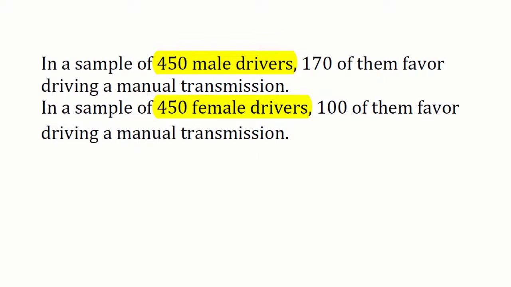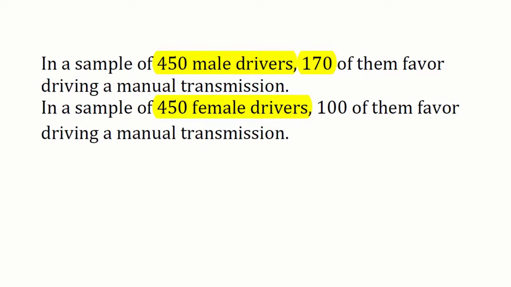And so let's now look further into our description of the two samples. So still in the same sample that is from population 1. Now, in this sample of 450 male drivers, or in this sample of 450 people from population 1, we found 170 of them who favor driving a manual transmission. So right here, with the two numbers that I highlighted, this is the successive count that we found in this sample that favor driving a manual transmission.